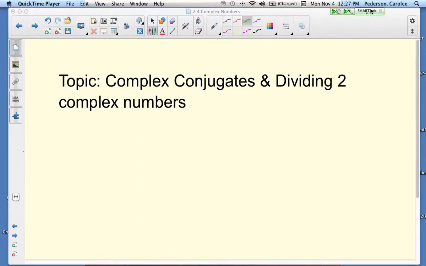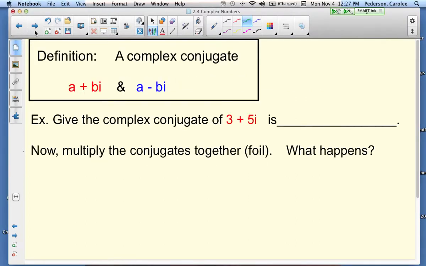This topic is complex conjugates and dividing by two complex numbers. In this box it says, what are complex conjugates? If I have a complex number, a plus bi, notice this term in front of the bi is a positive. Its conjugate then is changing that imaginary part to its opposite sign. So it becomes a negative. So these are considered complex conjugates.